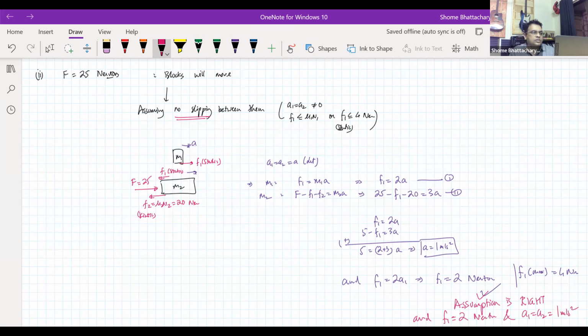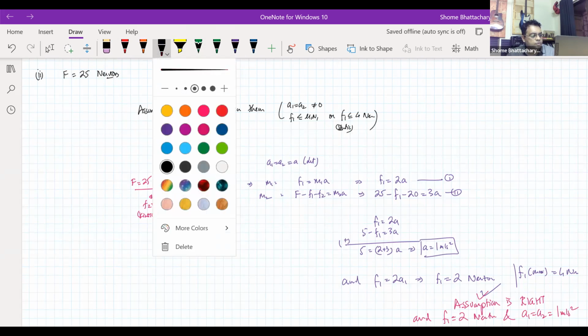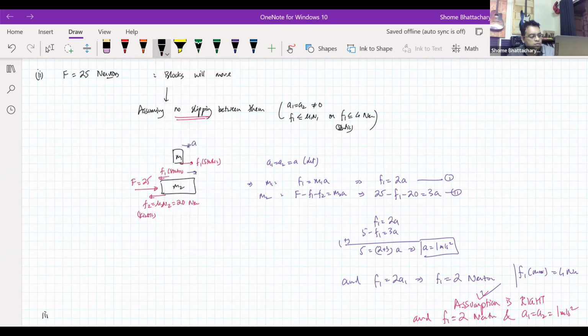Now the same pattern of solving I want you to follow for the third part, where we are increasing the force further. We are increasing it to 40 newtons. So in this part, we are increasing the force to 40 newtons.